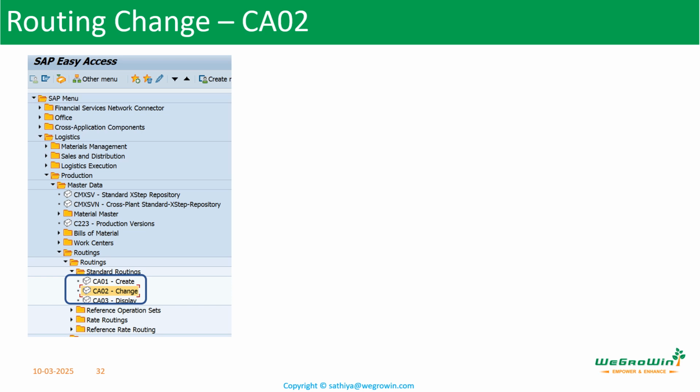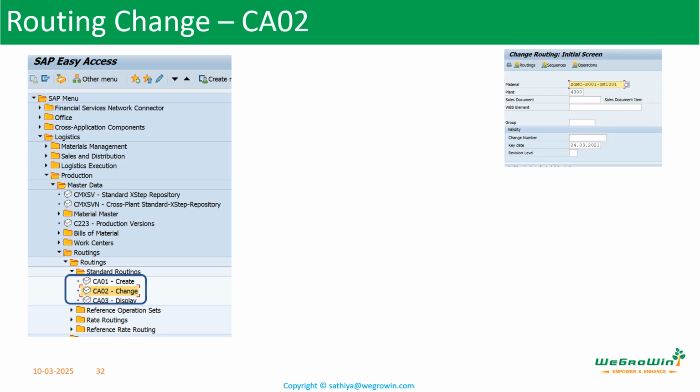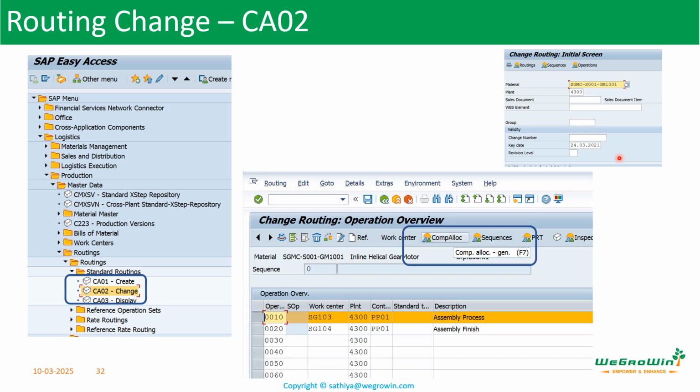Right, now we created the routing, and we learned what the control key is. Now, after saving it, after some time while we are working, a change is required. As usual, change is CA02. When you enter the change, we enter the material, the plant, and please take the date here again. What is the date from which it is applicable? And then, if you want to do component allocation, or you want to change the sequence, all those things we can do here. Now you select which operation we want to work on, and you can do the changes.